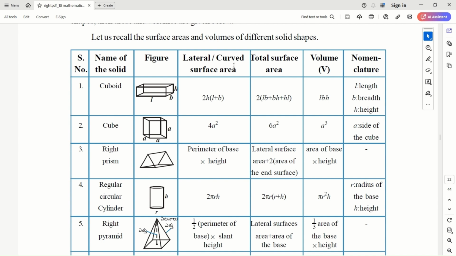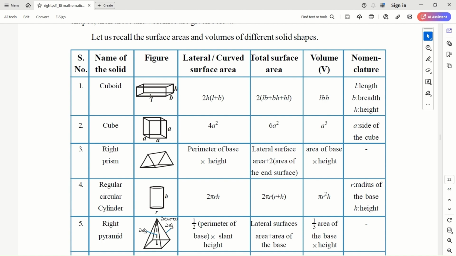So if you take a cuboid of length, breadth, and height, the lateral or curved surface area is 2h into (l plus b). It is important to know how this value comes, then you can calculate for any given shape. We should not include the bottom and top.